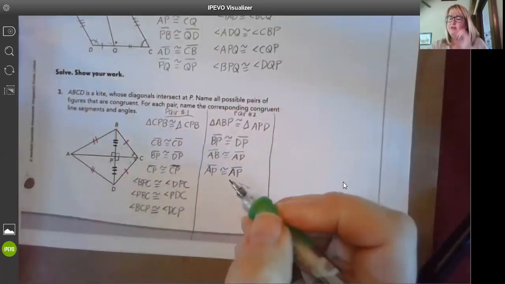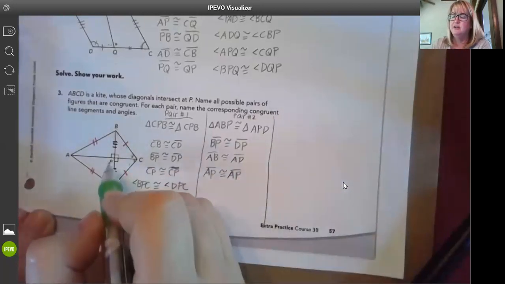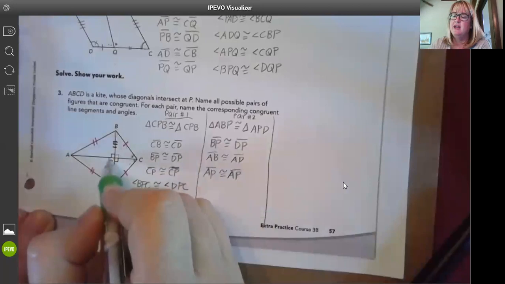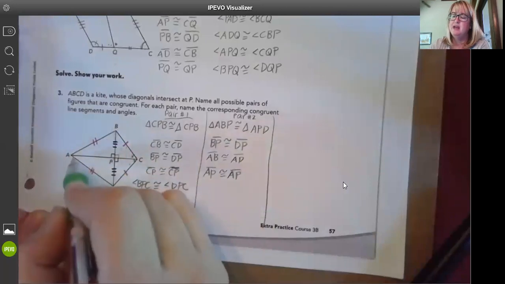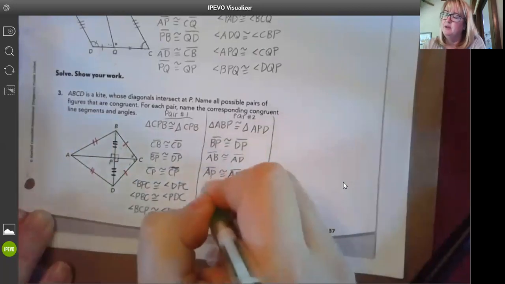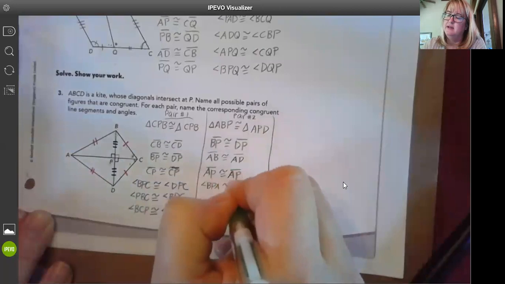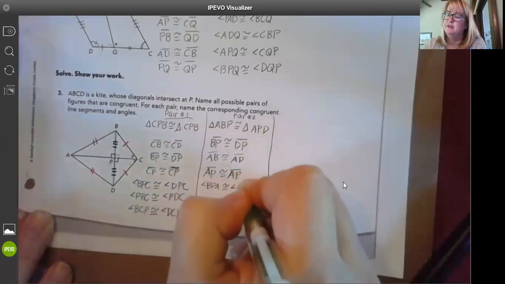All right, so those are our 3 side lengths. Now our 3 angles that are congruent. We got these right angles down here. So BPA and DPA, these 2 are congruent. Angle BPA is congruent to angle DPA.